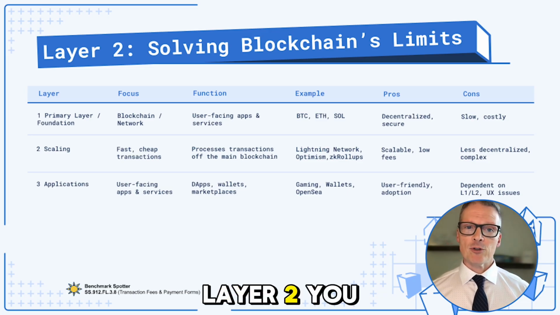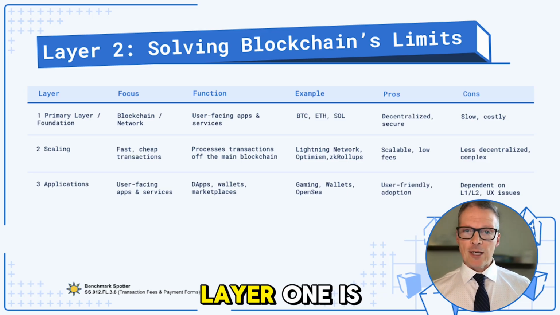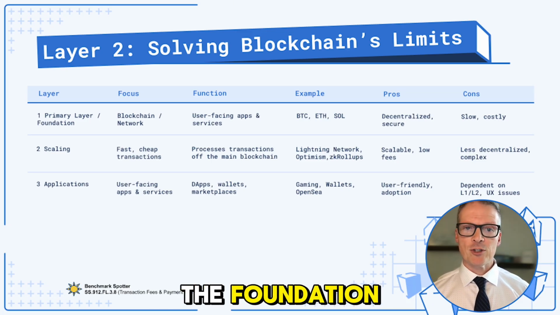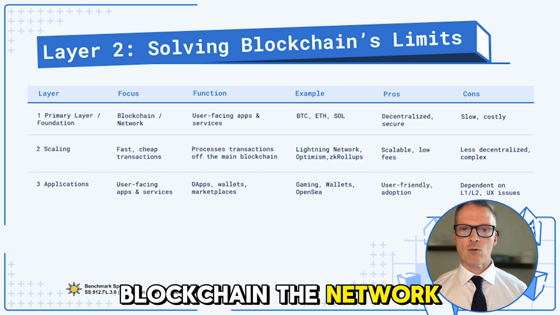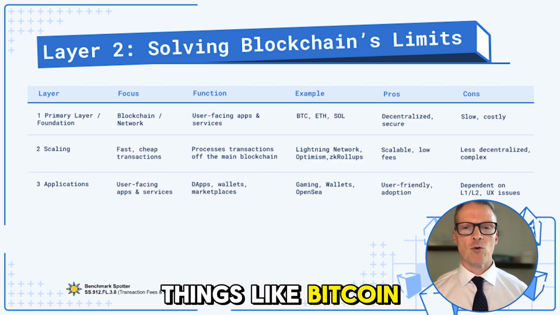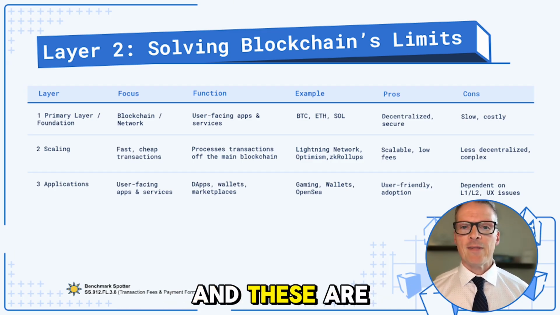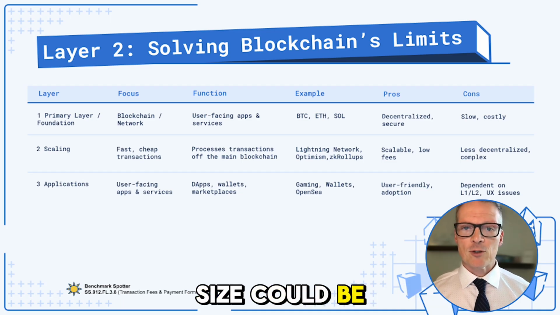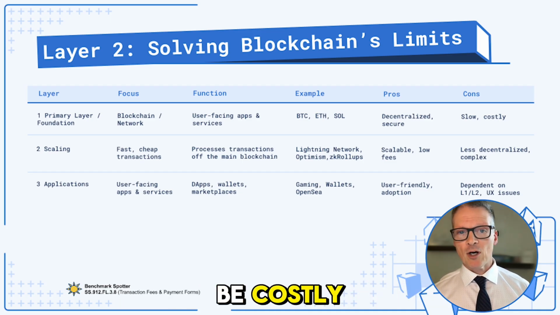So on a layer two, you have a layer one, which is the main blockchain itself. This is the primary layer of the foundation. And of course, this is the blockchain, the network itself. These would be things like Bitcoin, Ethereum, Solana, and these are decentralized and secure. Of course, the size could be a problem. They could be slow. They could be costly.